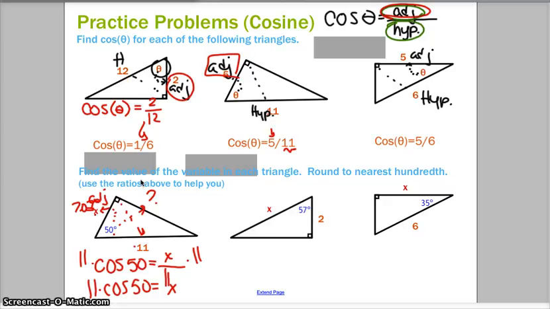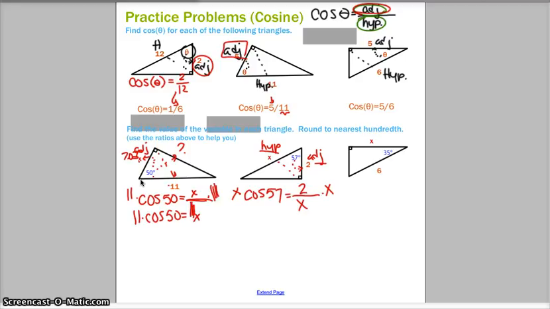For the second one, I have an adjacent length to my angle, and I have the hypotenuse. So because I have adjacent and hypotenuse, I'm using cosine of 57. The adjacent value goes on top. The hypotenuse value goes on bottom. How do we get x by itself? Because it's being divided, just like in the first one, 11 was divided, so we multiplied by 11. X is being divided, so I'm going to multiply by x. I have x times the cosine of 57 equals 2.